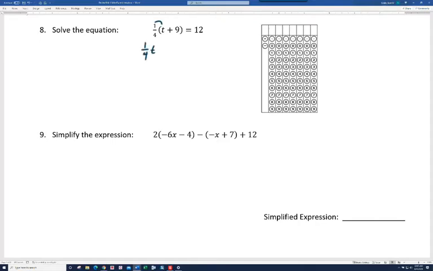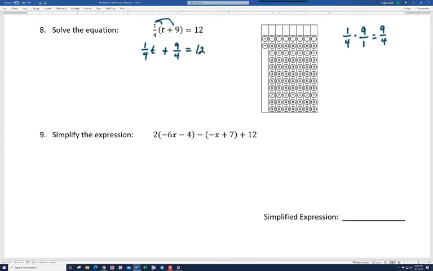And so we distribute here: 1/4 times t is 1/4 t. And then we've got to multiply 1/4 times 9. Just as a reminder, I'll do that off to the side here. When I multiply 1/4 times 9, I'm going to write 9 as 9 over 1, and we multiply across, and so here we're going to get plus 9/4, and on the other side we have 12.